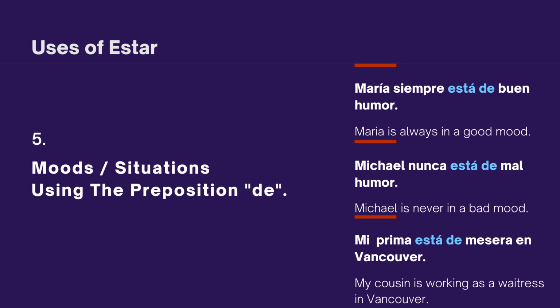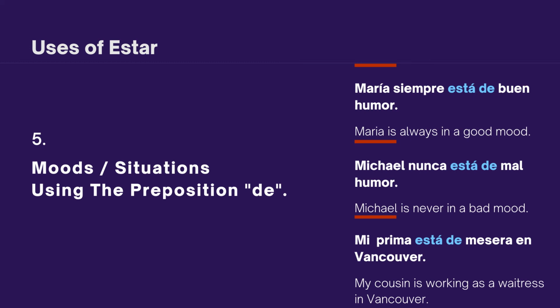Now, for the fifth use of Estar, we have moods or situations using the preposition de. So we always have to include de after Estar, okay? So for example, we have María siempre está de buen humor. María is always in a good mood. Michael nunca está de mal humor. Michael is never in a bad mood. Mi prima está de mesera en Vancouver. My cousin is working as a waitress in Vancouver.